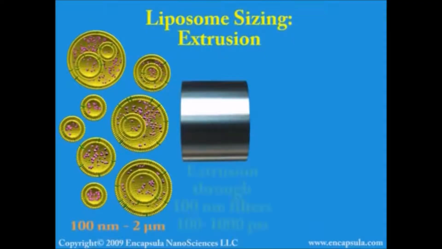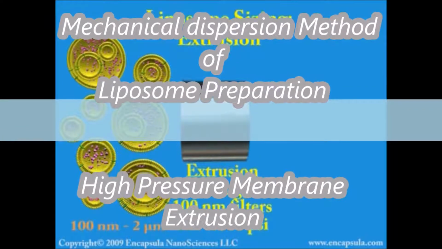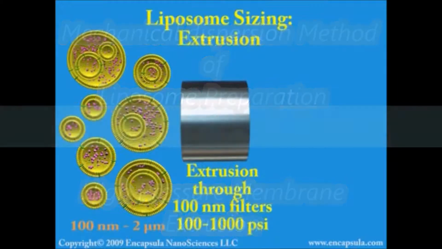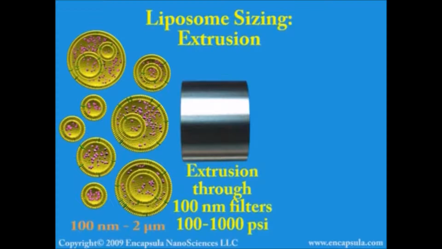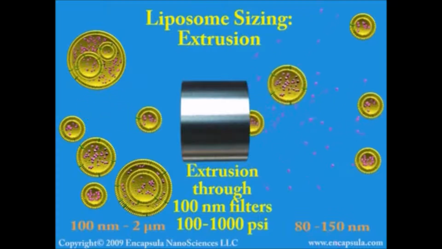The only method which can produce a definable unimodal distribution of liposomes in the 100 nanometer range is high-pressure extrusion through membrane-type filters of a fixed pore size. The stainless steel device which supports the filters used for extrusion withstands internal pressures in excess of 1000 psi. Extrusion cannot be accomplished with standard liquid filtration devices.